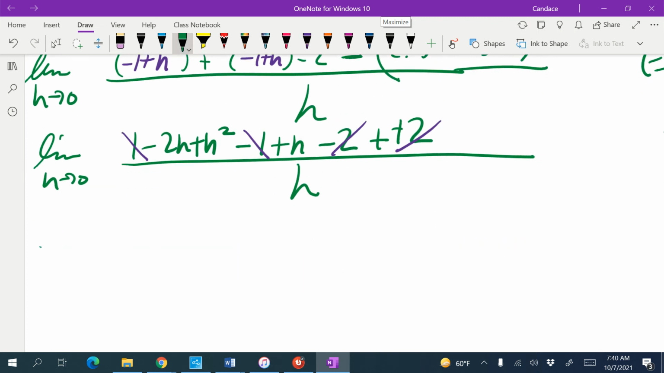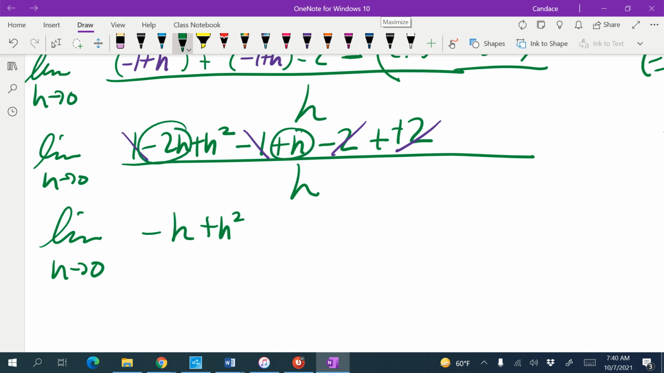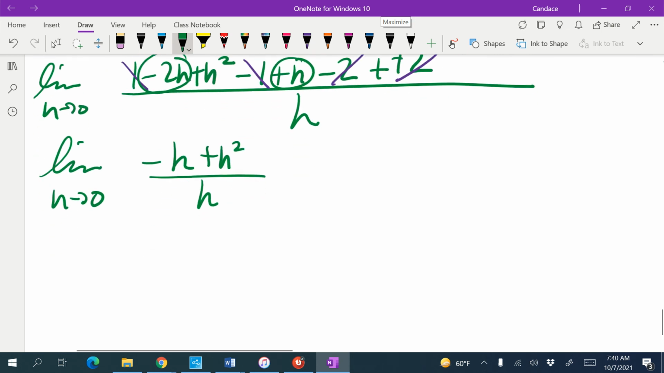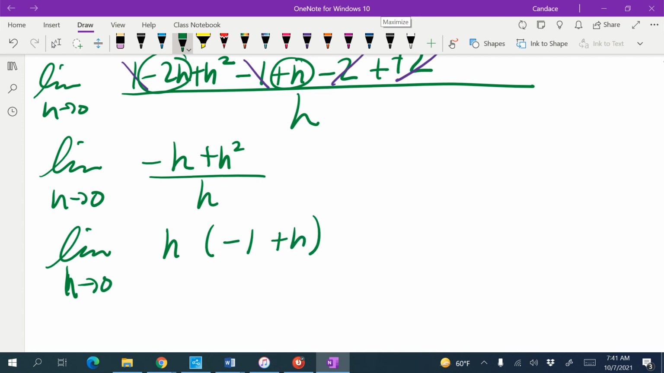So let's write down what's left. We have the limit as h approaches 0 of -2h plus h squared plus, I could combine like terms. Let's do that. I can put this one together with this one, so that would be -h, and then all over h. I still need to do something else because I don't want to get 0 in the denominator. So I'm going to factor a greatest common factor of h out of the top. So I've got h coming out, which gives me -1 plus h, all over h.